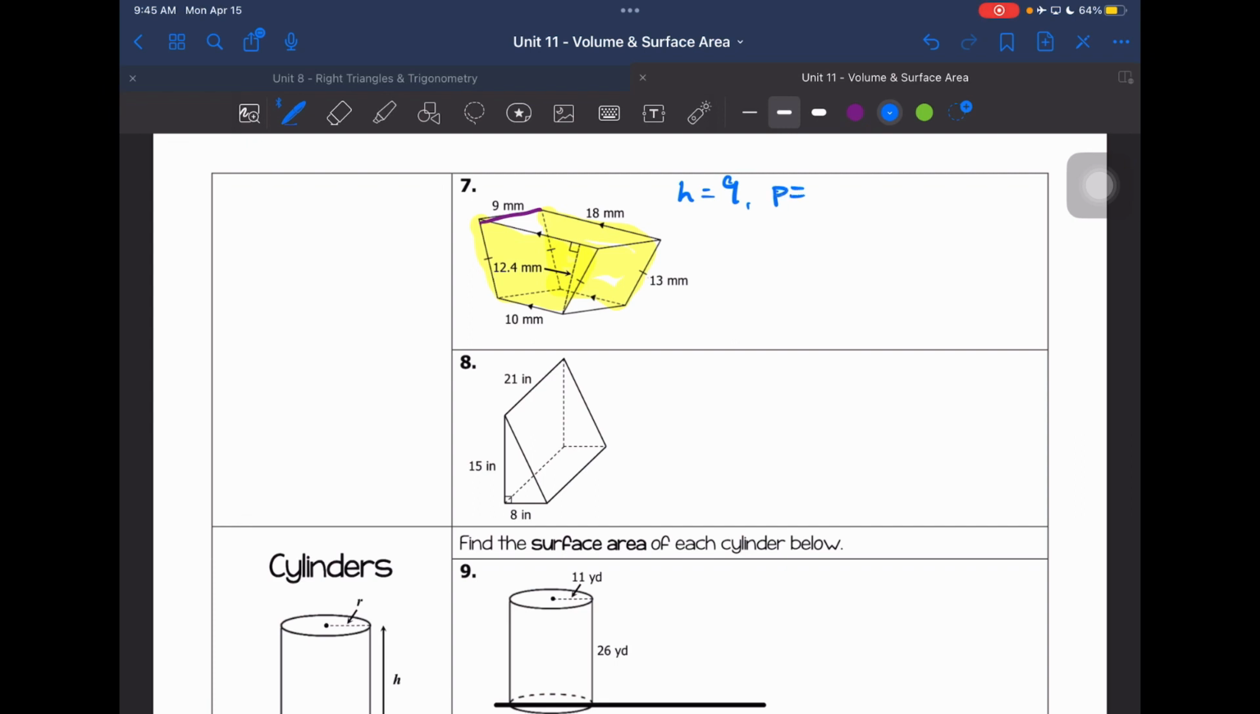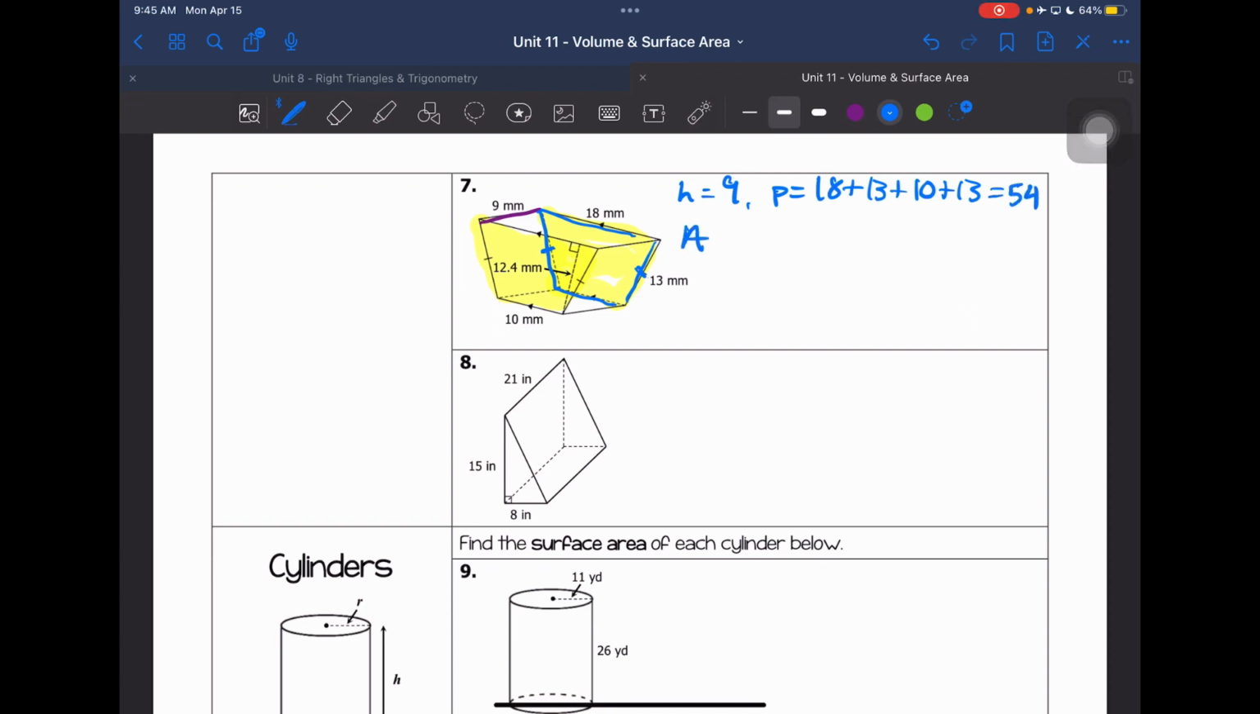Next, we need to find the perimeter of the base. So that would be like doing 18 plus 13 plus 10. And then this side, notice how it's congruent to this side. So they're both 13. So 18 plus 13 plus 10 plus 13. That should give us 54.